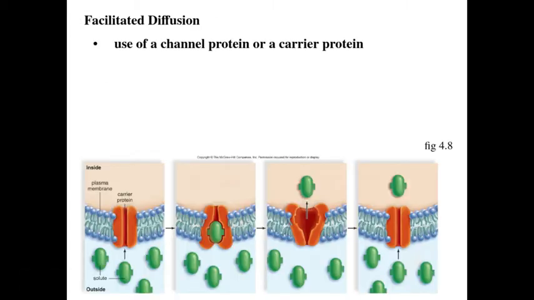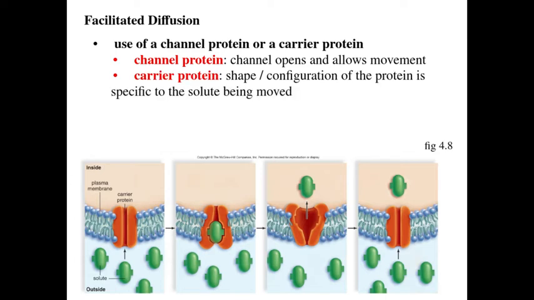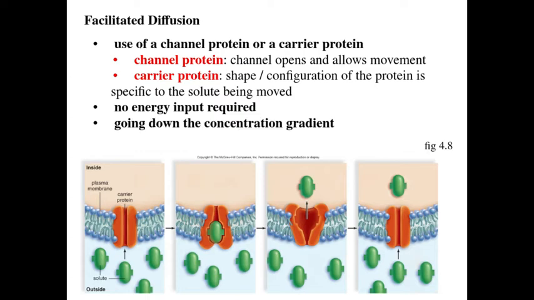And so this slide is just going to reiterate what we just talked about. Facilitated diffusion is the use of channel proteins or carrier proteins. The channel protein is always open and allows movement. Carrier proteins will change their shape or configuration, and it's specific to the solute being moved through. So it can change its shape to help that molecule get across. No energy is required for this. It's a passive process, and we're going down the concentration gradient, from a high concentration to a low concentration.